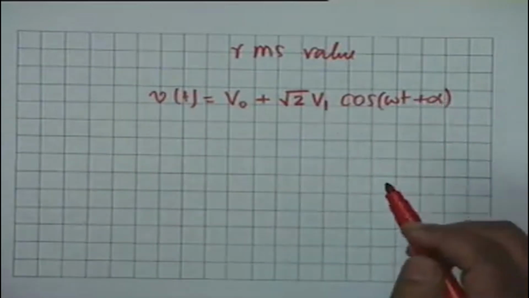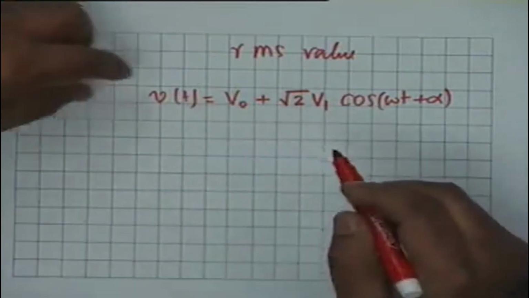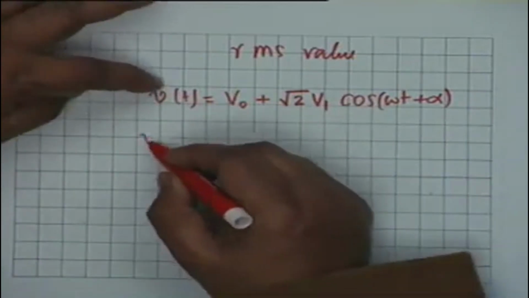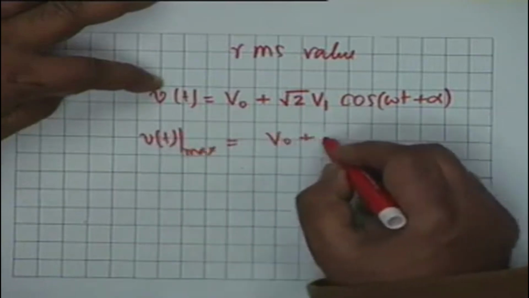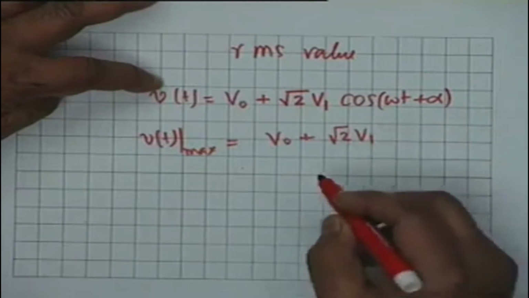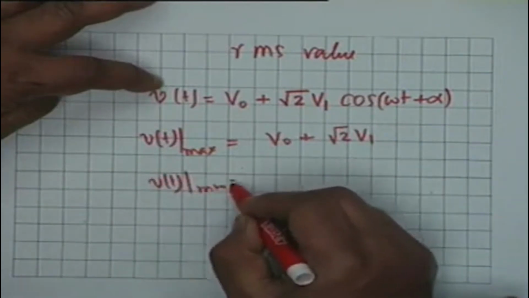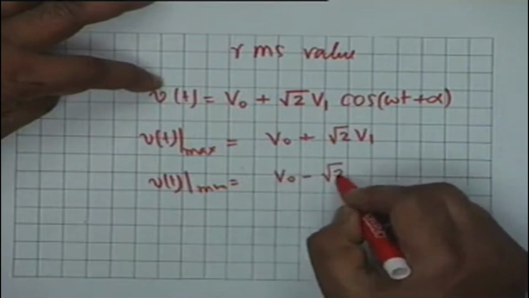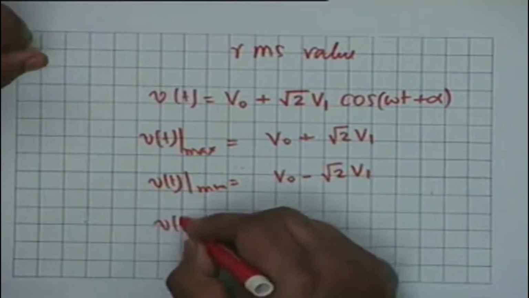Now what is the peak value of v(t)? What is the peak value of v(t)? Vt max, it is V0 plus root 2 V1. What is the minimum value of v(t)? Okay, V0 minus root 2 V1. What is the RMS value of v(t)?